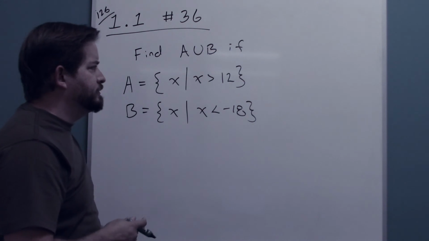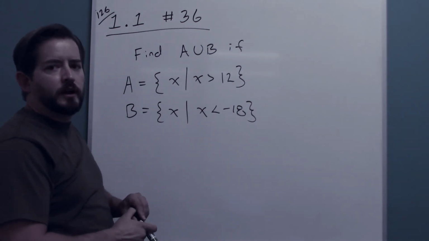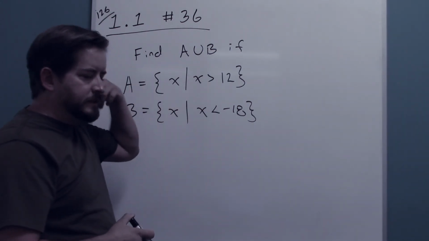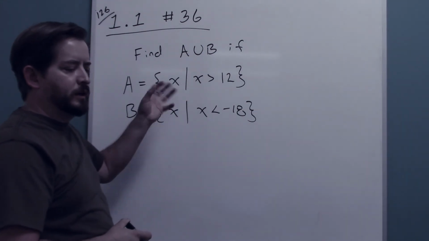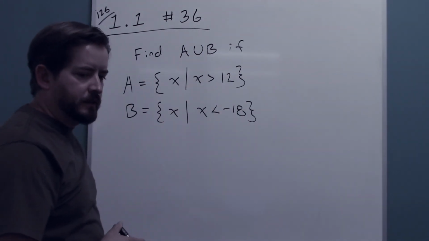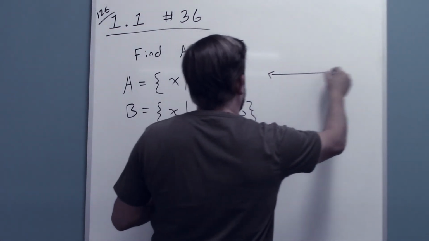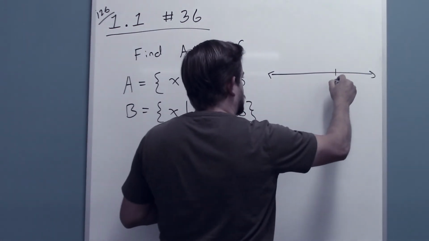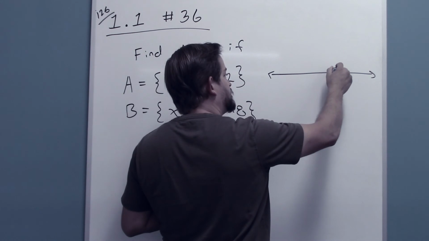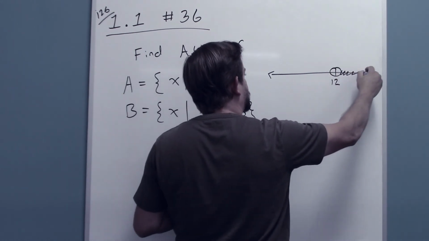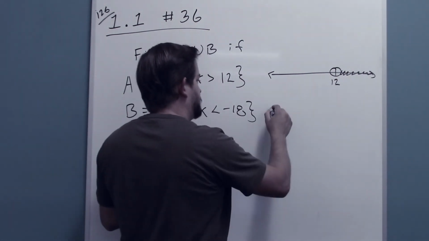So again, it's nice to visually represent this. I'm going to draw it out. The more you do of these, the less you'll have to draw them out because your brain's going to all of a sudden just start picturing it. X is greater than 12. There's 12. X is strictly greater than 12, so it's an open circle at 12 and everything to the right.